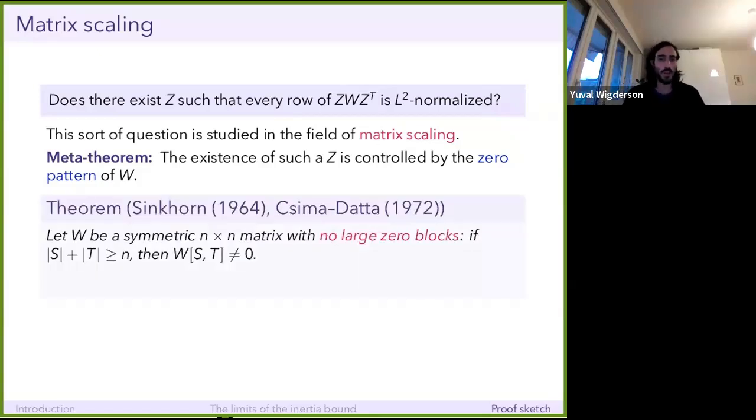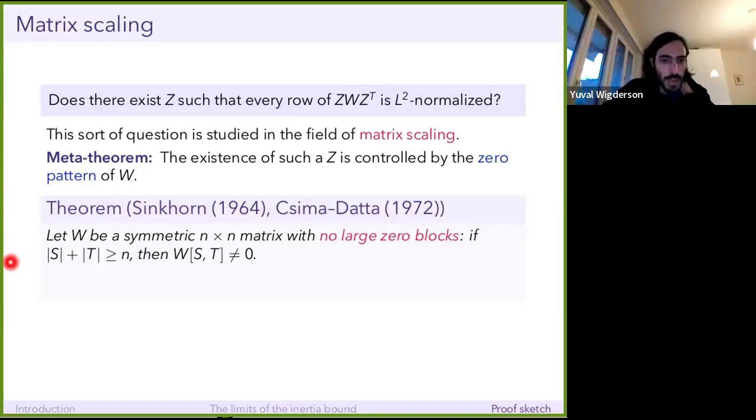For our case, we can just pull off the shelf a result that was proved by Csima and Datta in the 70s, although in retrospect, you can also recover it from an earlier result of Sinkhorn. There's actually an if and only if version of this, but I'll just state a sufficient condition, which is a little simpler to state. So the statement is the following. Suppose I give you a symmetric matrix, and I tell you that it has what I'm going to call no large zero blocks. That means that if you take any set of rows and any set of columns such that the submatrix indexed by them is all zeros, then the number of rows plus the number of columns is strictly less than n.